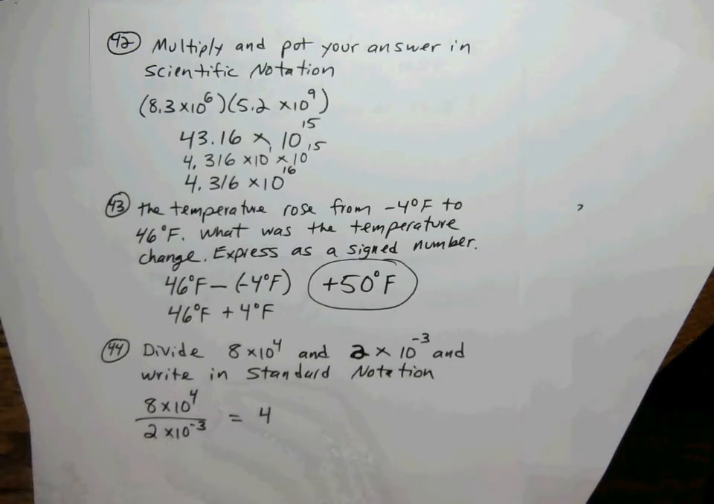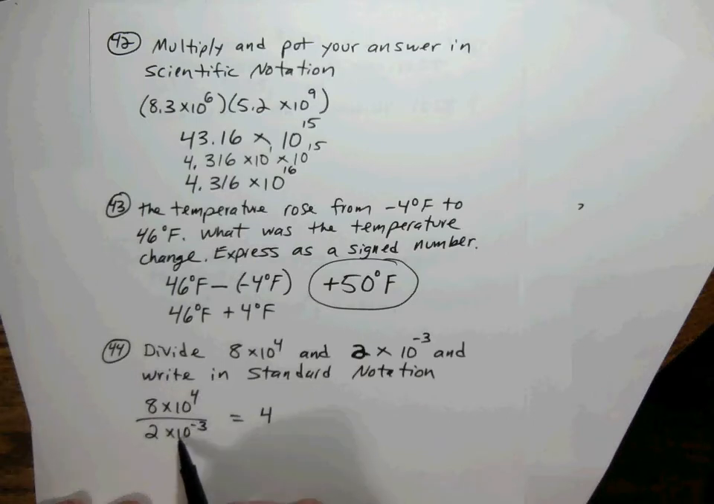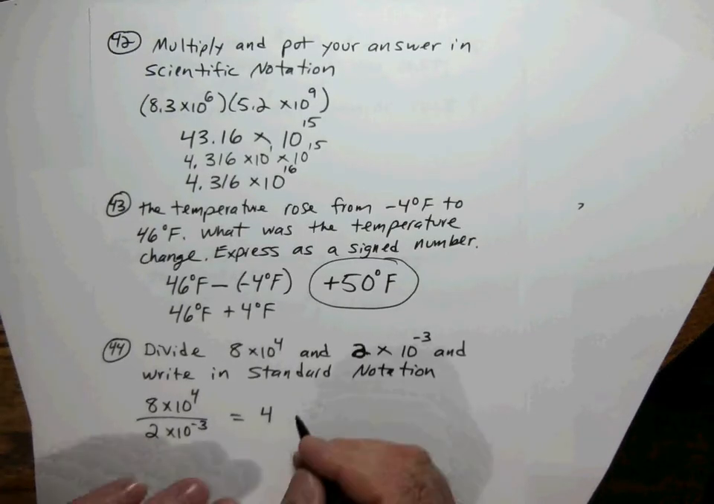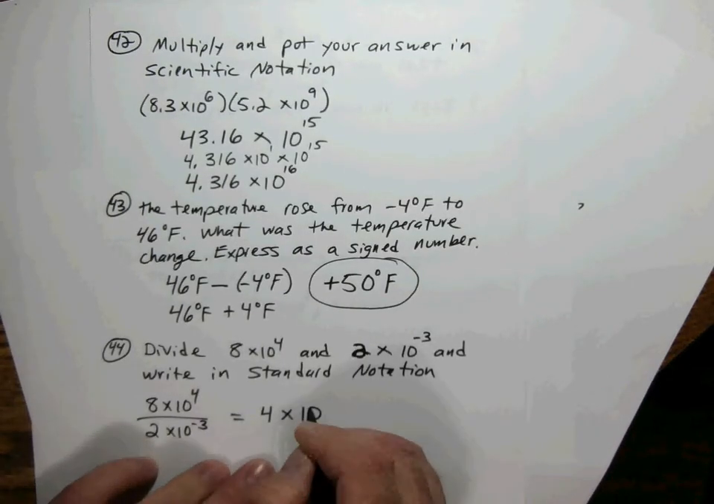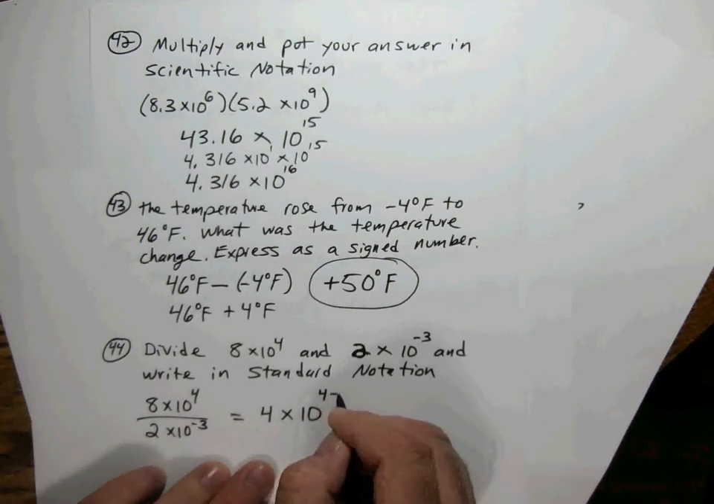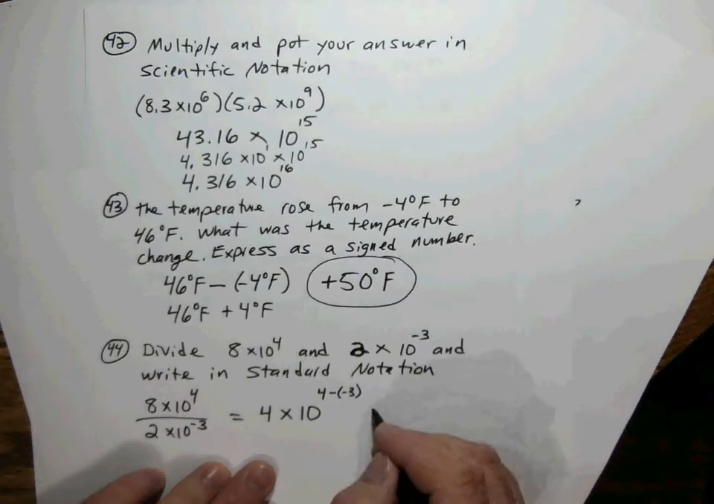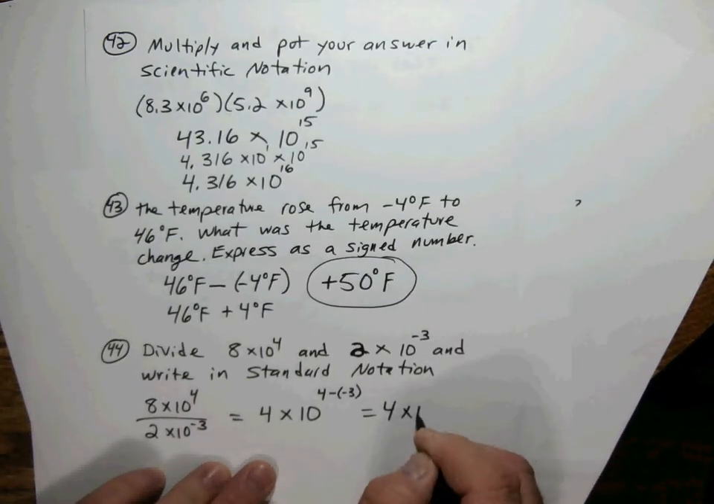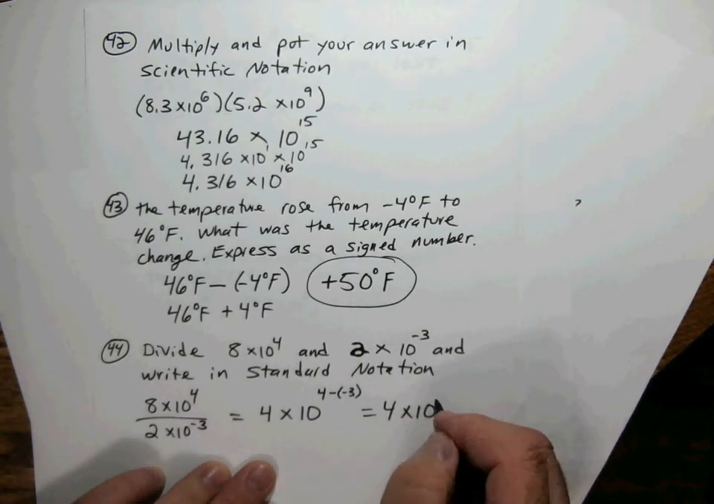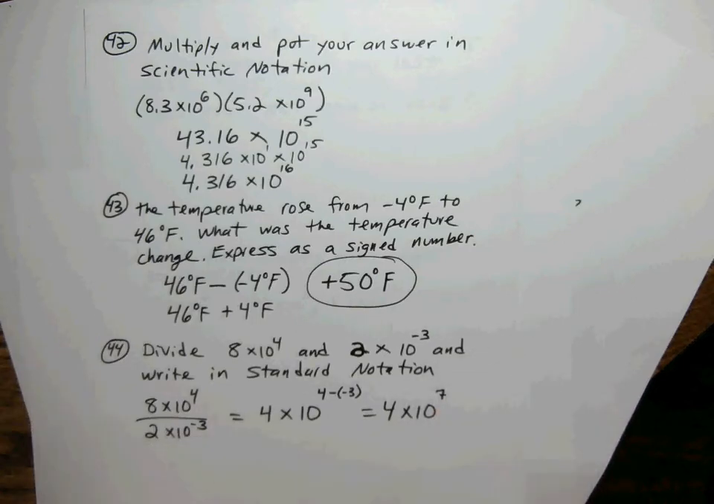But now I'm going to subtract exponents here. 10 to the 4th divided by 10 to the -3rd. That's going to be 10 to the 4 minus -3. I subtract them, right? So it's going to be really 4 times 10 to the 4 plus 3, which is positive 7 exponent. Okay? But now we need to put it in standard notation. That's what the question said. Put it back in standard notation.